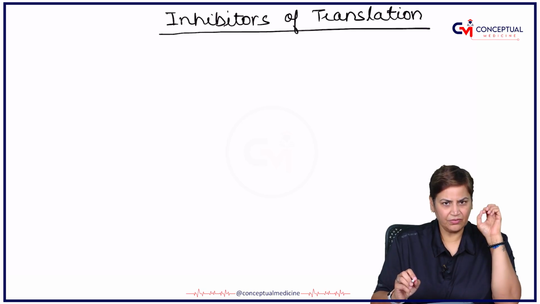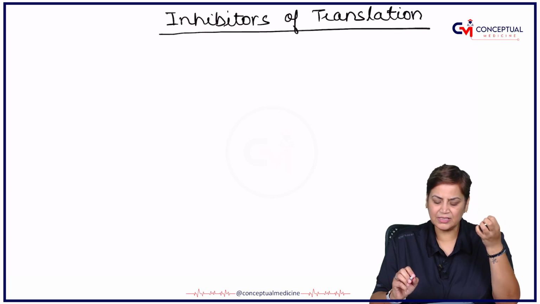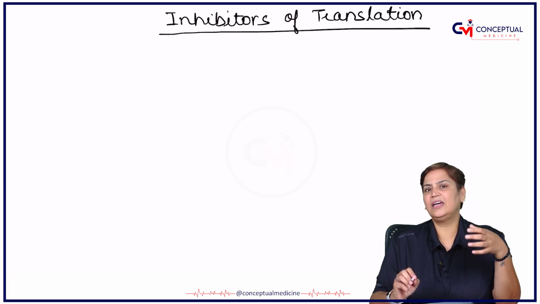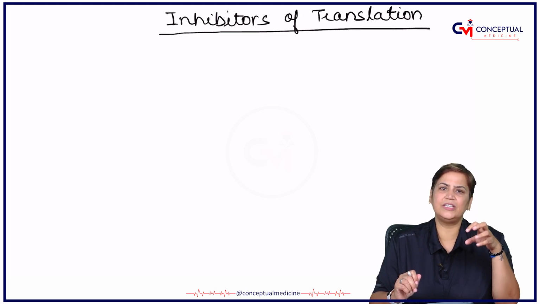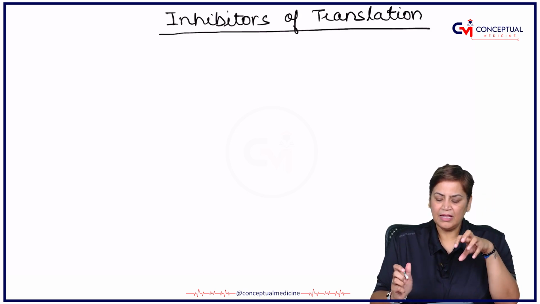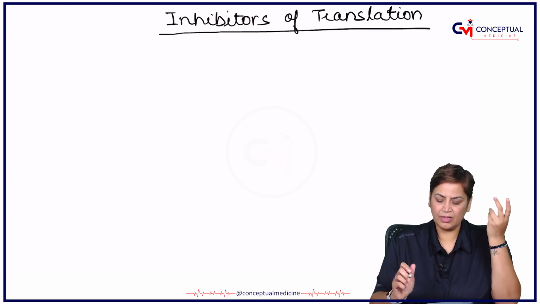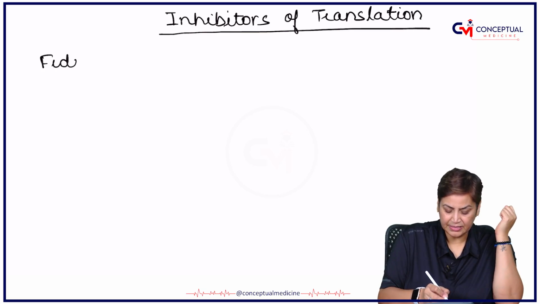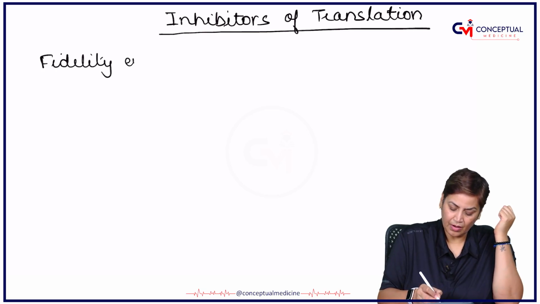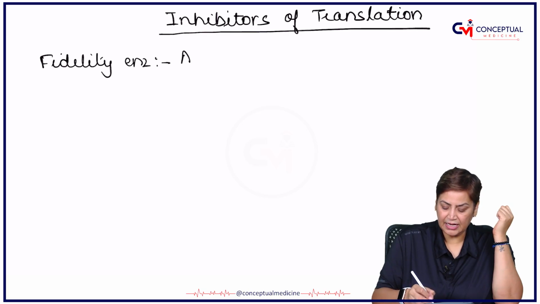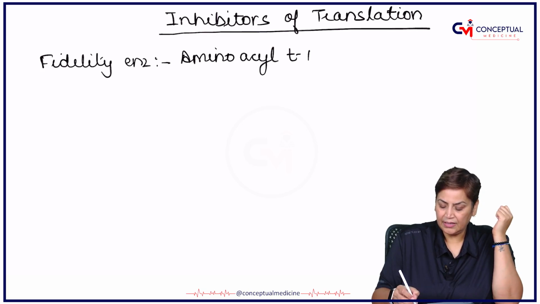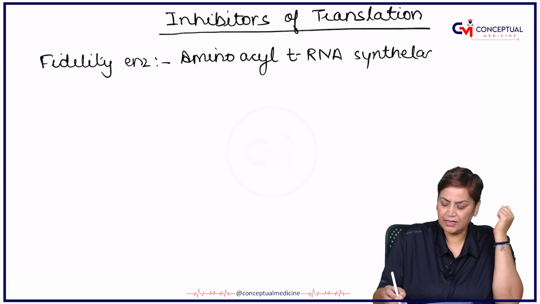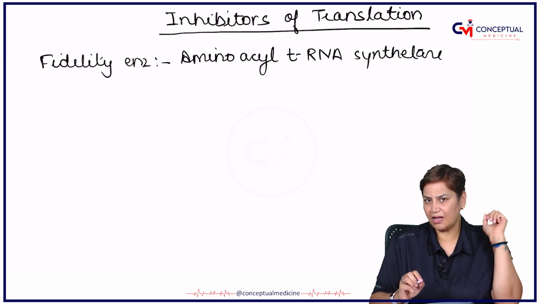What is this translation first of all, that we have already discussed? So I'll just summarize. It is simply translating the information which is hidden in the form of a genetic code. Always remember, the main enzyme, the fidelity enzyme here, is aminoacyl-tRNA synthetase, because it is the one which is activating the amino acids.